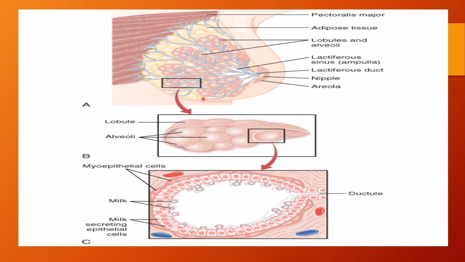So the lobule, when magnified, contains the milk secreting epithelial cells. So these are the ductules. So now there's the milk, and the myoepithelial cells will be the ones to squeeze and help release the milk.